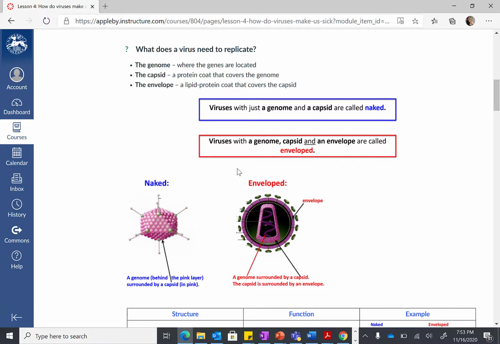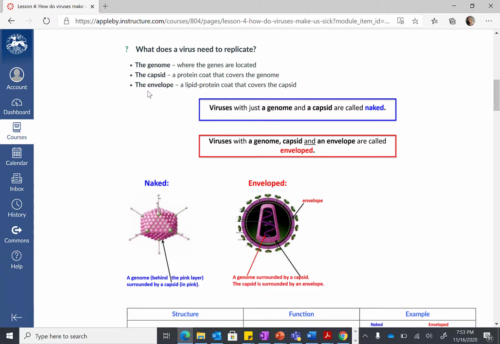The second is the capsid. And so the capsid is simply the part that protects the genome. So in this naked virus, the capsid are these kind of little pink blobs on the outside here. Whereas in this envelope virus, this would be the capsid right here. These pink blobs protecting the genetic material.